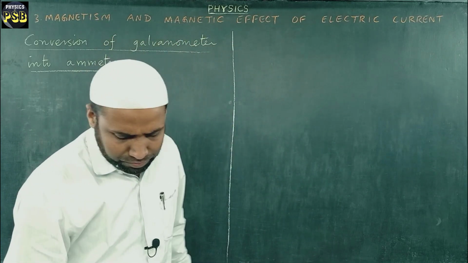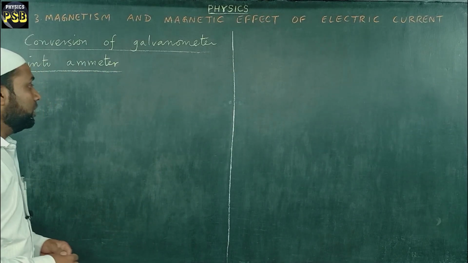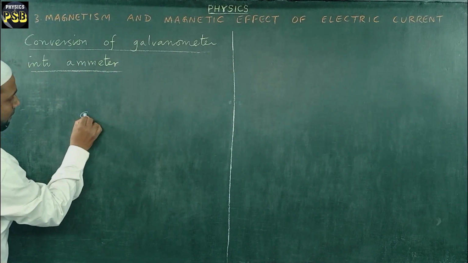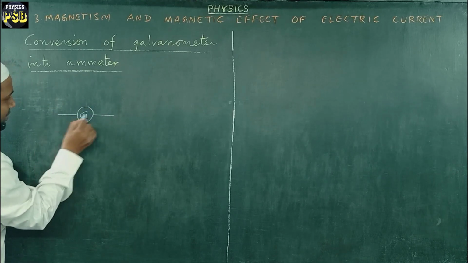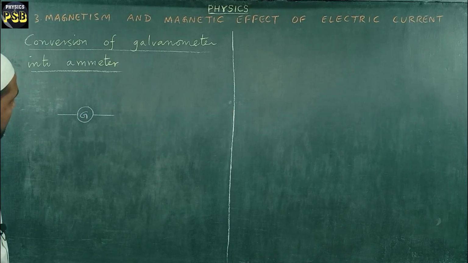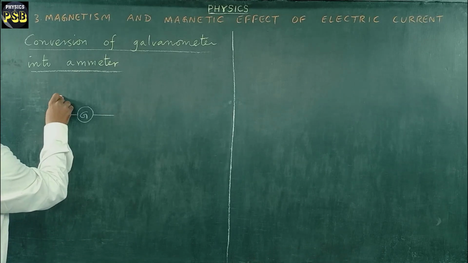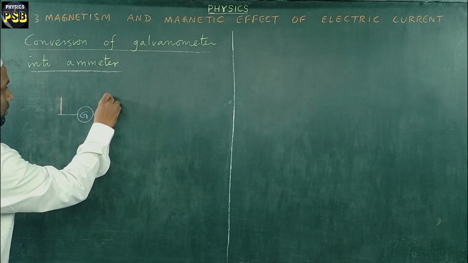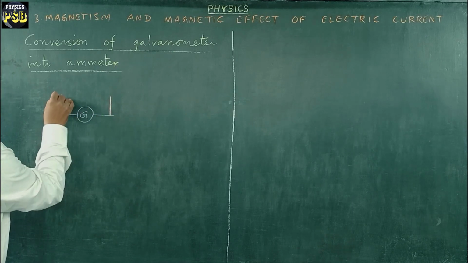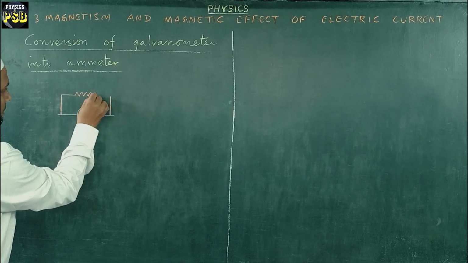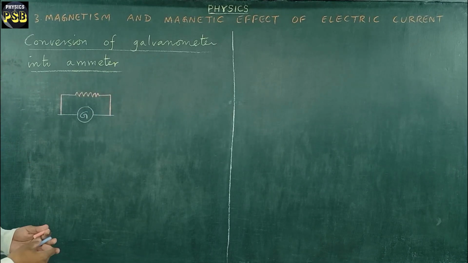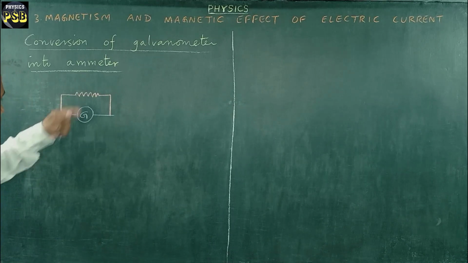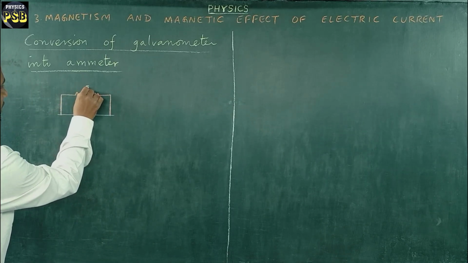For that, the galvanometer, which is shown by this symbol, is connected in parallel to a low resistance. Here, the low resistance is represented by letter S.